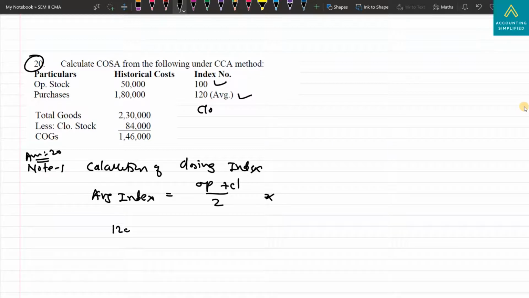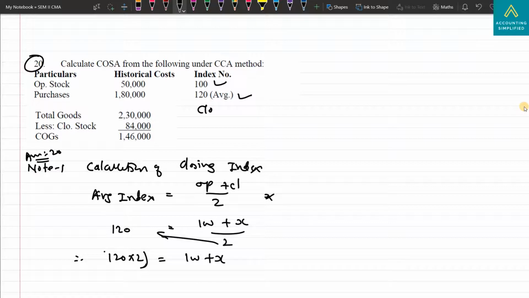Average index is 120, given. So this is 100 plus closing index, which we don't know, so x, and this is 2. So 120 into 2 is equal to 100 plus x. I am removing this; in a later stage we'll calculate that.